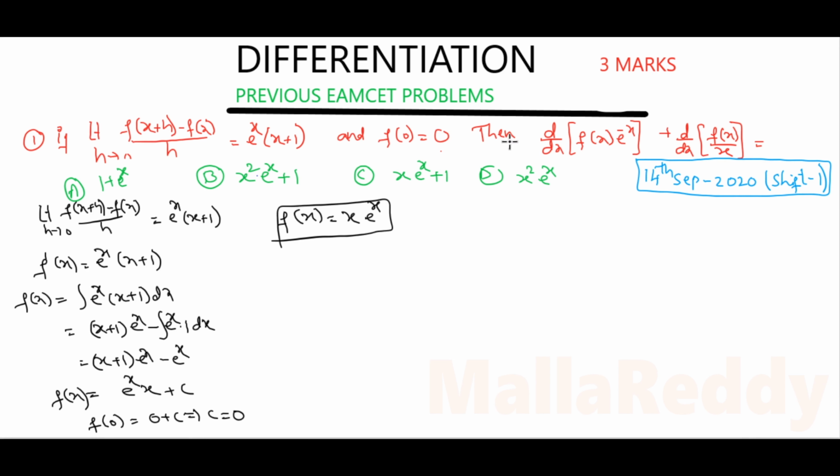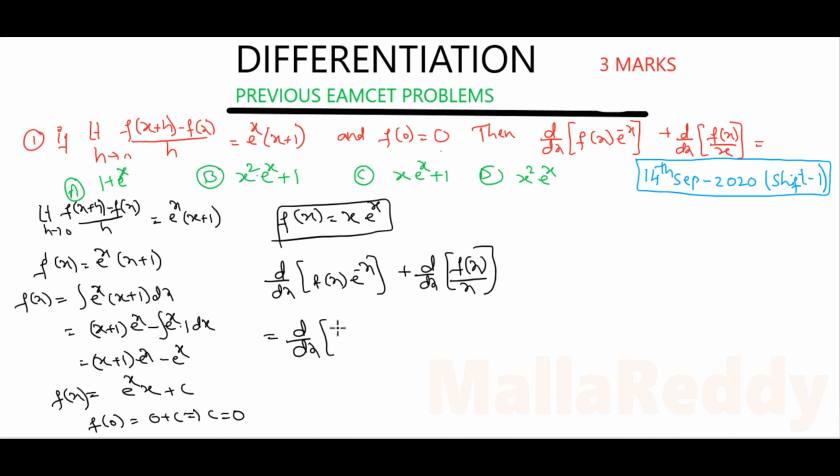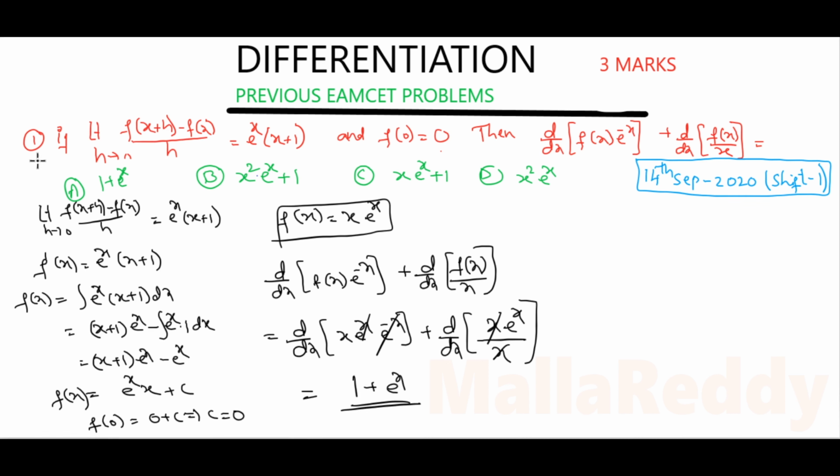Substituting this value in the given problem, that is d by dx of f of x into e power minus x plus d by dx of f of x by x. So that is equal to d by dx of x into e power x into e power minus x plus d by dx of x into e power x by x. So here x cancelled and e power minus x, e power x cancelled. Therefore d by dx of x is 1 and d by dx of e power x is e power x. This is the answer. So first option is correct answer.